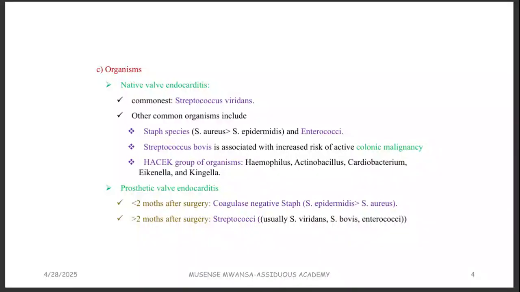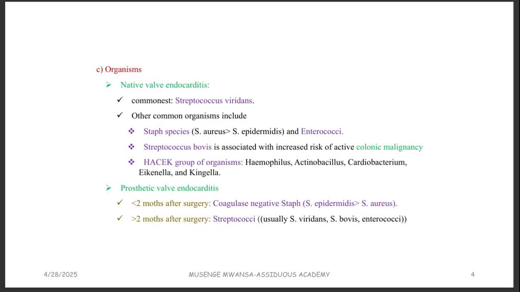You can also classify infective endocarditis by looking at the organisms that are causing it. For example, you have organisms that cause native valve endocarditis and then those that affect prosthetic valves. Native valves are our valves in the body. And prosthetic valves are the ones that have been put in the body.